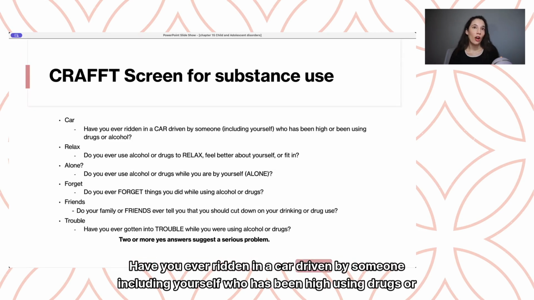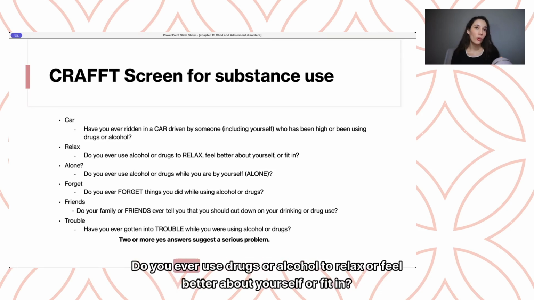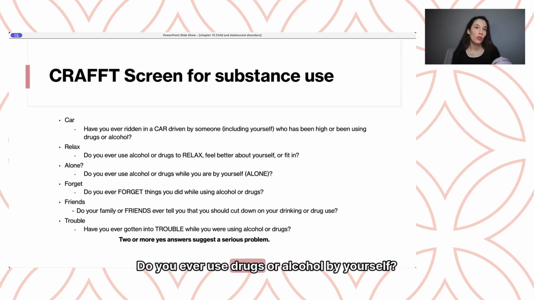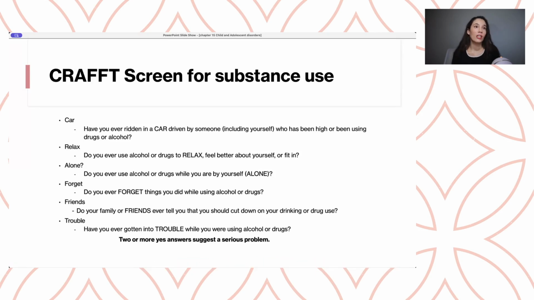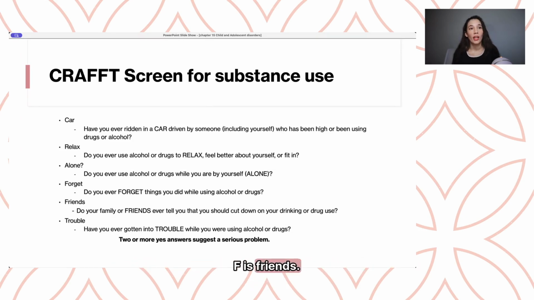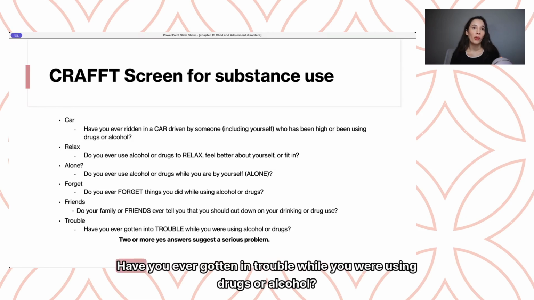Have you ever ridden in a car driven by someone, including yourself, who has been high using drugs or alcohol? R stands for relax. Do you ever use drugs or alcohol to relax or feel better about yourself or fit in? A is alone. Do you ever use drugs or alcohol by yourself? F is forget. Do you ever forget things you did while using drugs or alcohol? F is friends. Do your family or friends ever tell you that you should cut down on drinking or drug use? And T, trouble. Have you ever gotten in trouble while you were using drugs or alcohol?